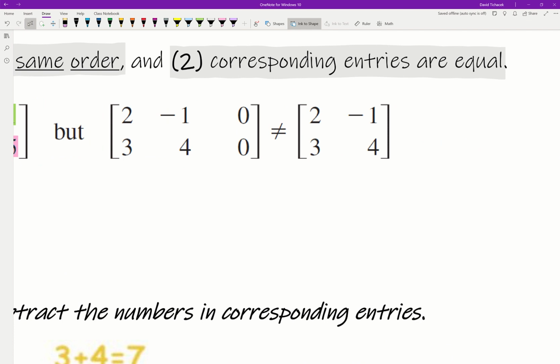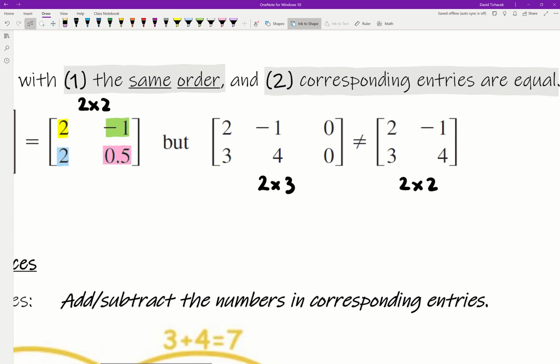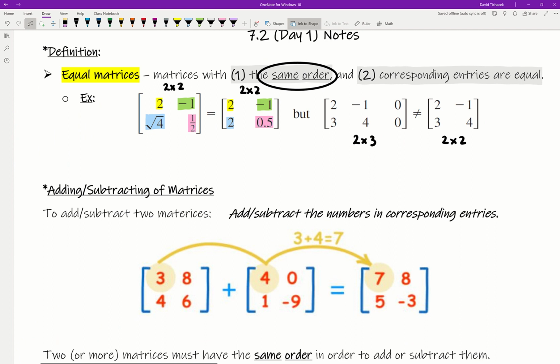You might notice here that they have some entries in common, but the problem is that this is a 2x3 matrix, and this is a 2x2 matrix. We said before that in order for matrices to be equal, they do have to have the same order. Because these have different order, they are not equal matrices. So really easy criteria to look out for.